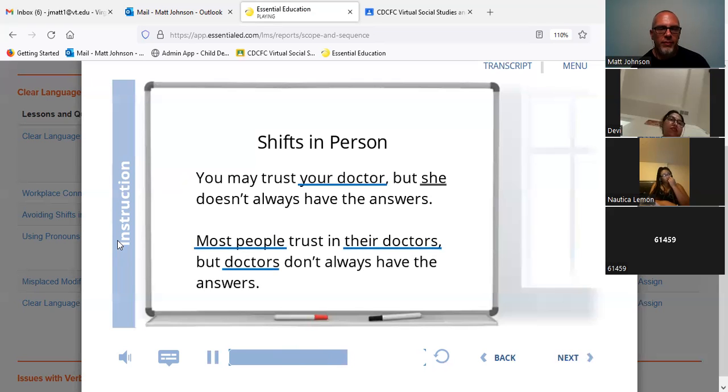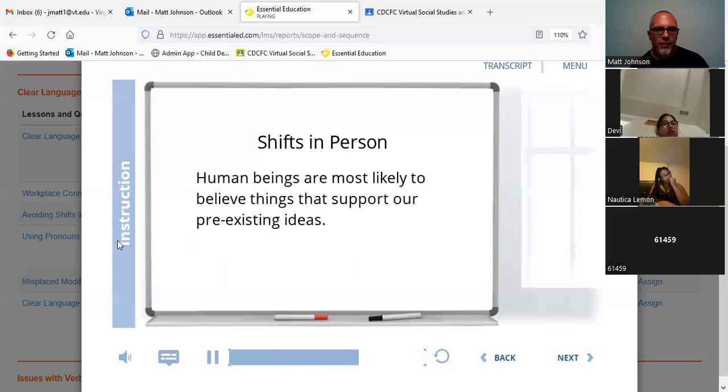This sentence doesn't use I or you at all. It's a better choice for formal writing. Here's another example of a sentence that changes person. Human beings are most likely to believe things that support our pre-existing ideas. This example changes from third person, human beings, to first person, our.